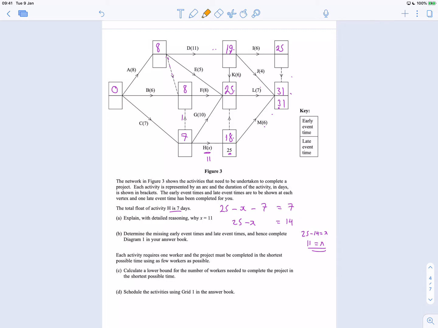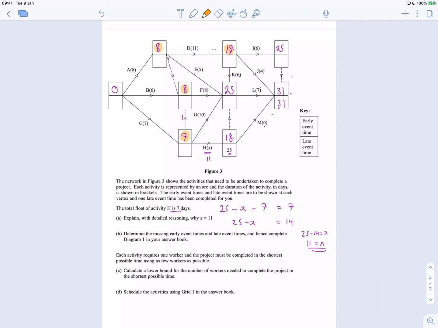Let's check one at a time. That 8 must be correct. This must be an 8 because it depends on these two things, and 8's the bigger one. This has to be a 7, so that's fine. 8 plus 11 is 19, so that's correct. 19 plus 6 is 25.